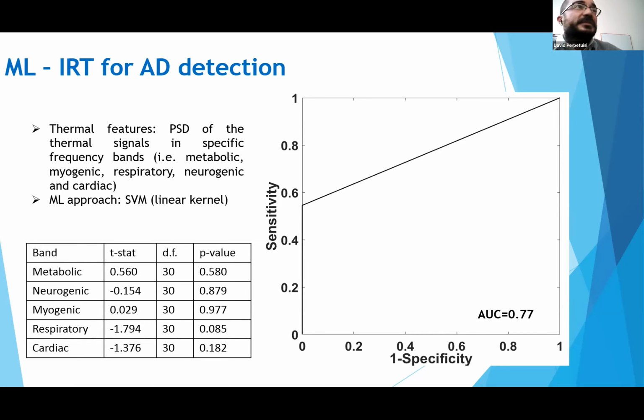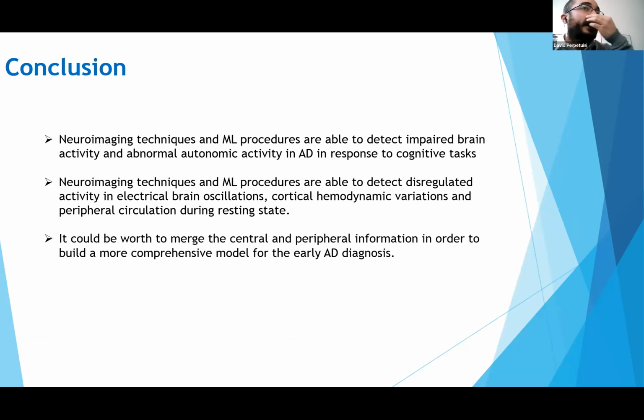And we also used a support vector machine with linear kernel in a cross-validated manner. And we employed only the frequency bands that show some differences with descriptive statistics. And we found an area under the curve of 0.77, which is quite high, and maybe demonstrates the impairment of the peripheral microcirculation in Alzheimer's disease and the capability of infrared thermography to assess this impairment.